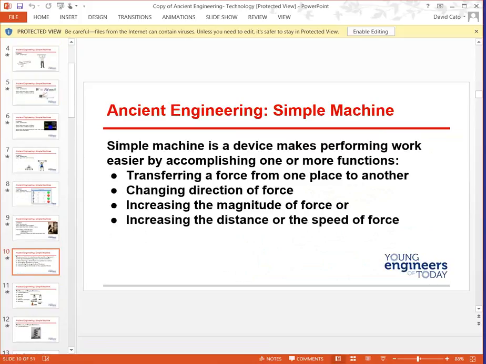Option 1, keep track of these. Options 1 through 4, you just know that I'm going 1, 2, 3, 4, and I'll ask you what they do. So you can transfer a force from one place to another, change the direction of the force from, say, left to right, or up to down, or at some other angle. You can increase the magnitude of the force, or the distance, or the speed of the force.